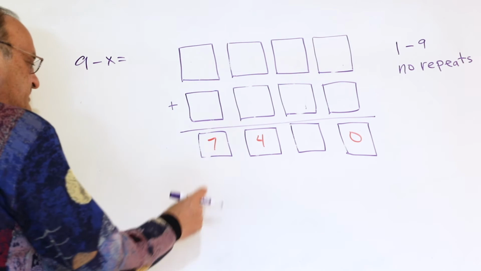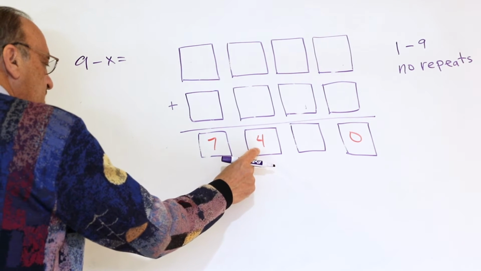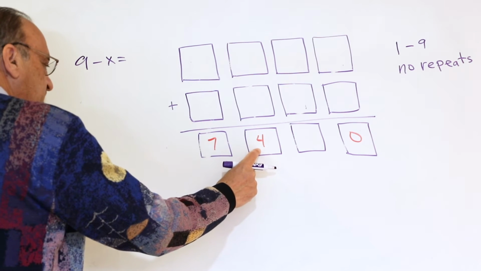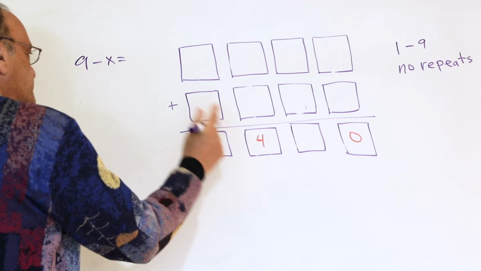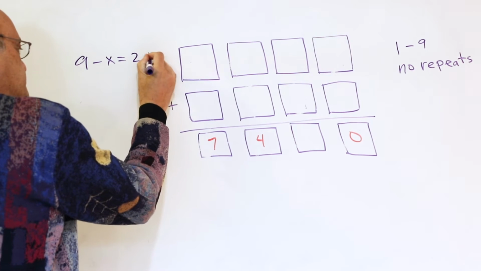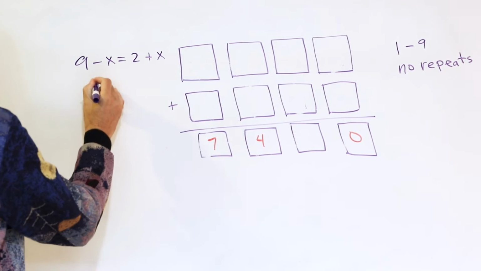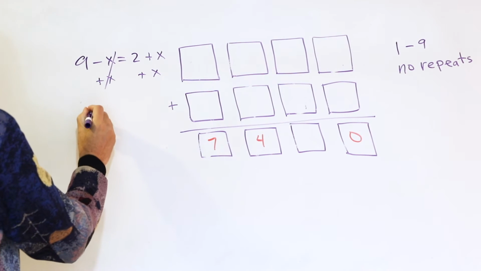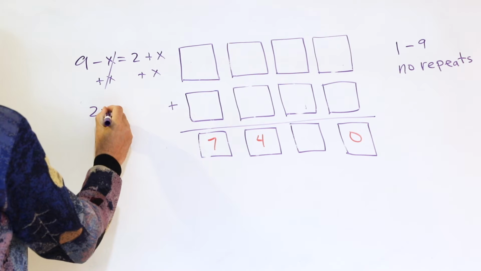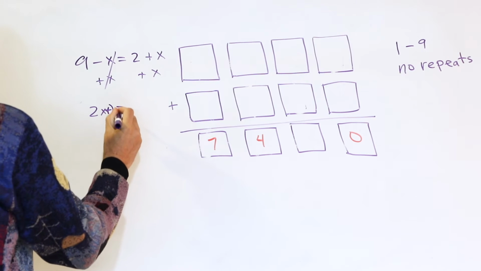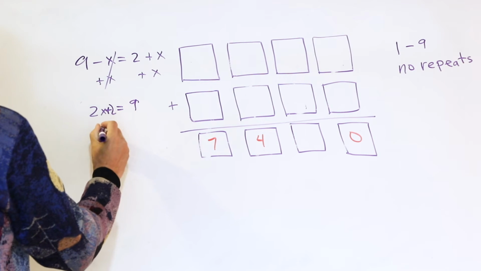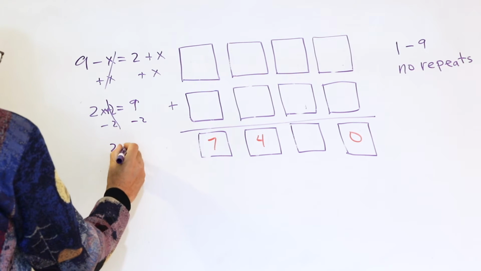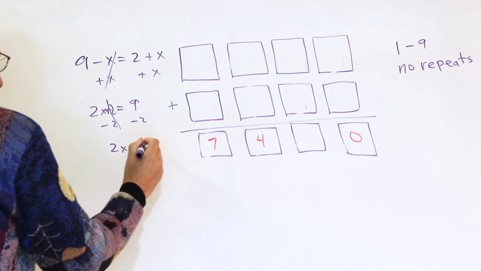So the digit sum here is 11 to start with, and then 1 plus 1 is 2. So it's going to be 2 plus x. So we can add x to both sides. That cancels, so 2x plus 2 equals 9. Subtract 2 from both sides. And we get 2x equals 7.